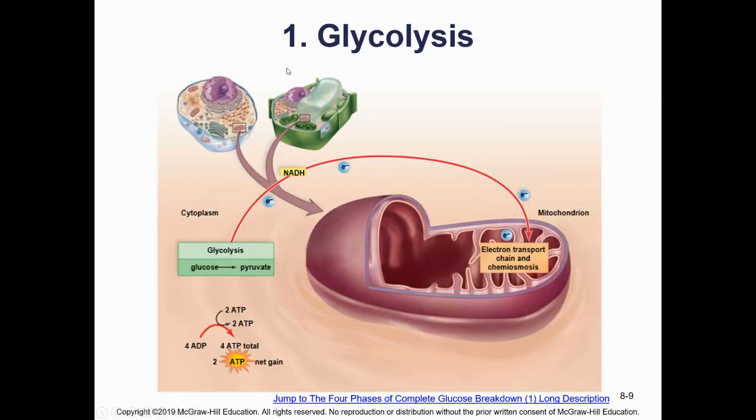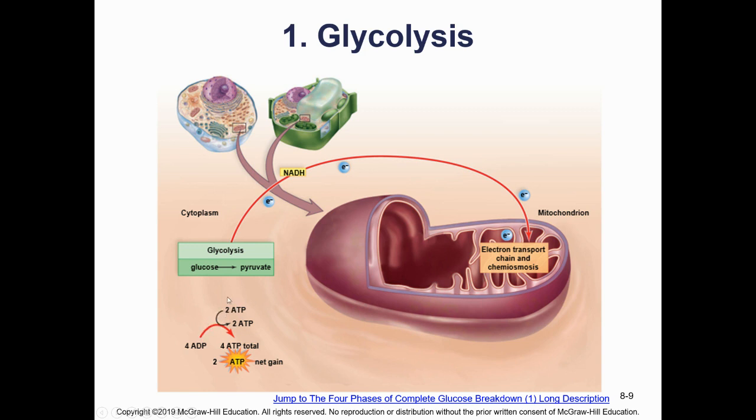So step by step, our first step takes place outside of the mitochondria. So it's out here in the cytoplasm. And I start with the glucose that I'm going to convert into 2 pyruvates. I'm going to have some NADs that are going to pick up some of the hydrogens from my glucose and carry them to the electron transport chain.